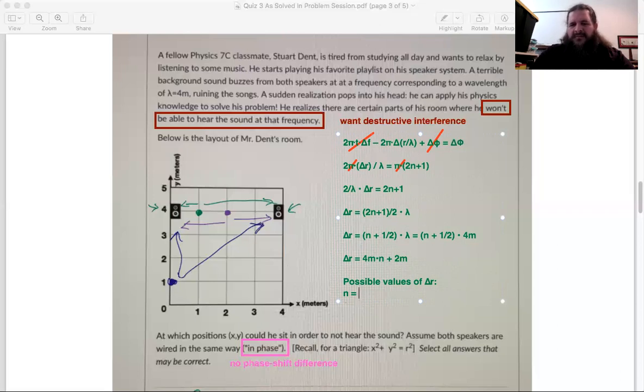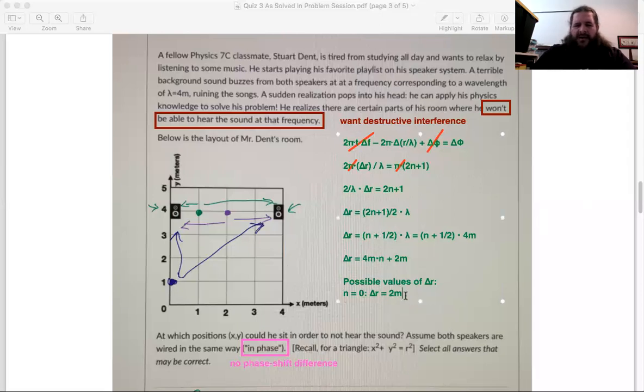Even easier than 1? Yeah, let's try 0. When n is 0, you plug in 0 for n, you just get 2 meters plus 0. So it could be 0 meters. Or no, not 0, we still have 2. So if one of the waves travels exactly 2 meters longer than the other, then we get destructive interference.